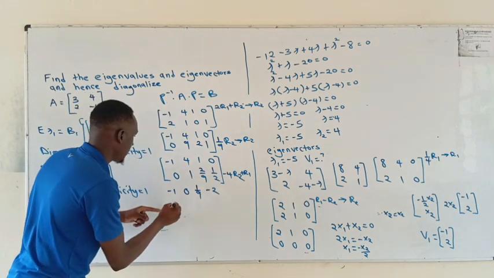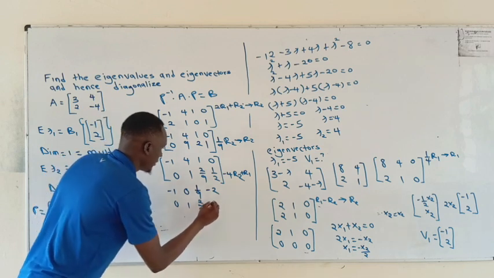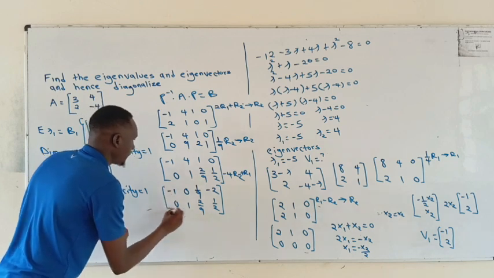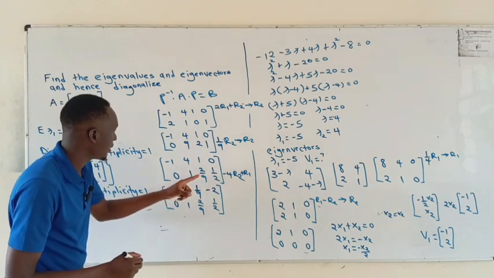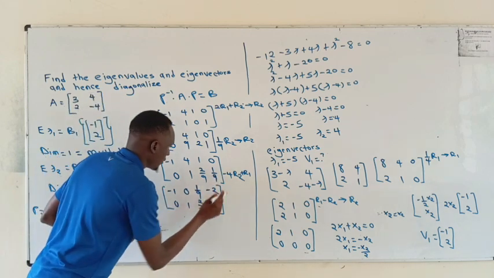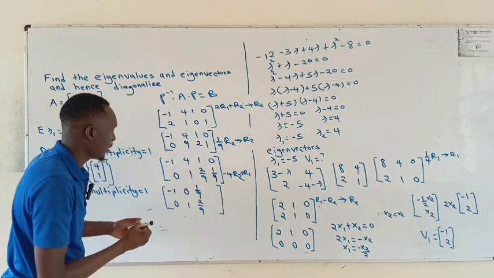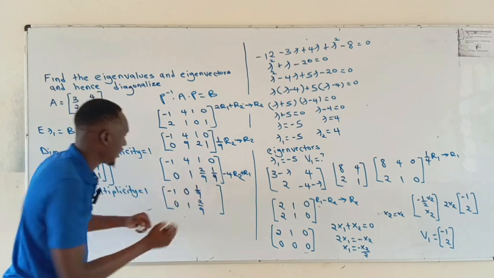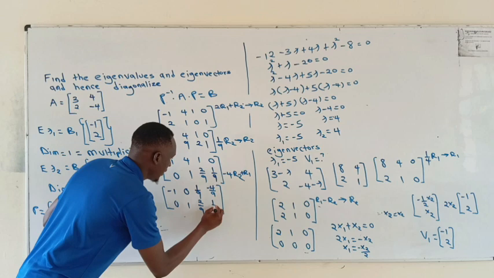Then here we have 0, 1, 2 over 9. Sorry, this was supposed to be 1 over 9. Negative 4 times 1 over 9 is negative 4 over 9. So here should be negative 4 over 9. Here we have 1 over 9.